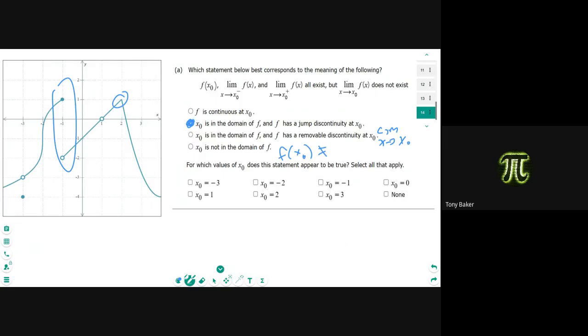All right, so for which values of x does the statement appear to be true? We've determined that was going to be x equals -1. This one.